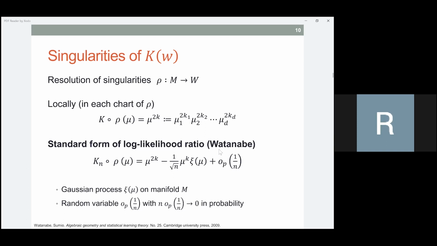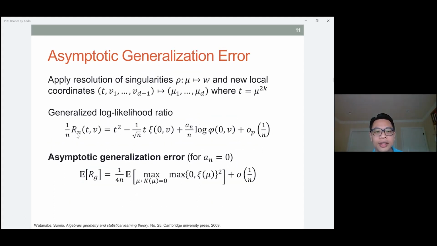I see. But any point on the true fiber should be a minimizer of R, right? Not of R, not of Rn. Rn is stochastic. Rn is stochastic. No, from R, from the mean of Rn.